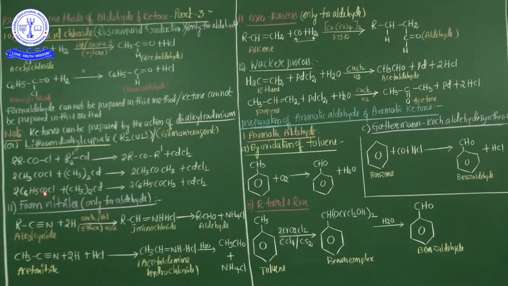And see one more example, 2C6H5COCl, this is benzoyl chloride, and dimethyl cadmium, and finally acetophenone is formed. Acetophenone and cadmium chloride are formed. So this is the most important one.